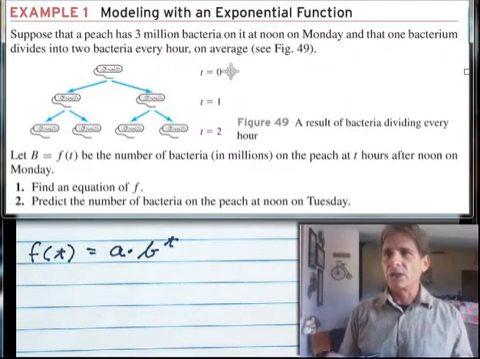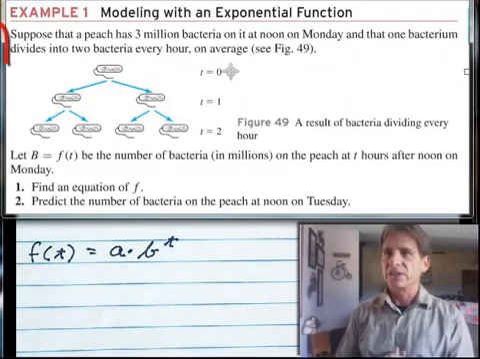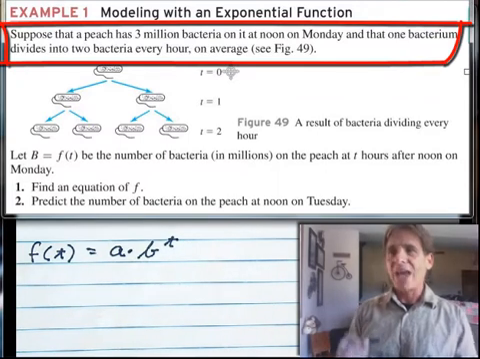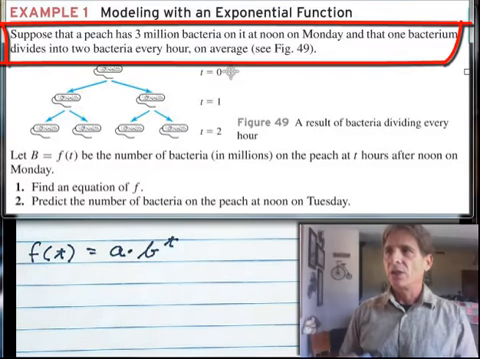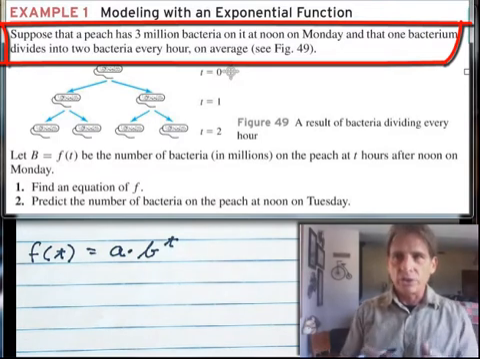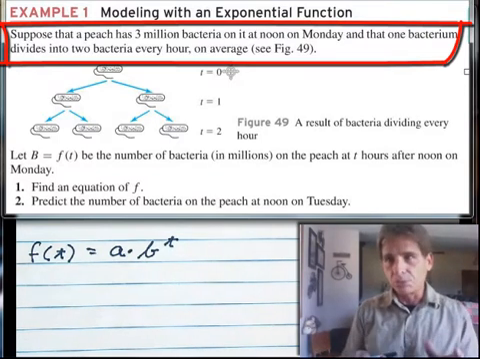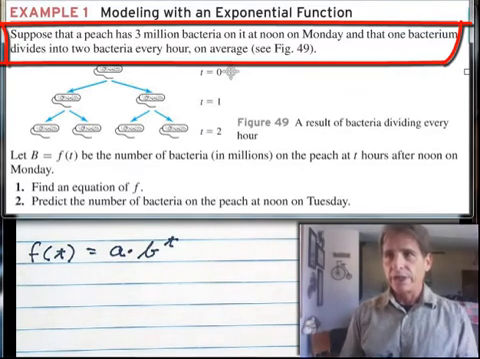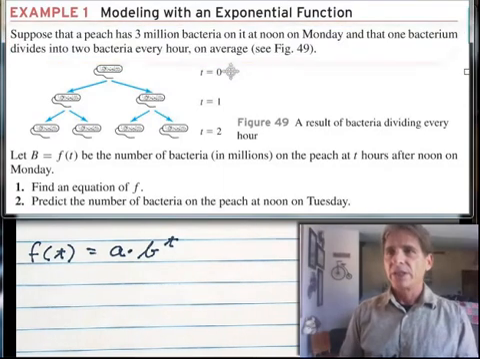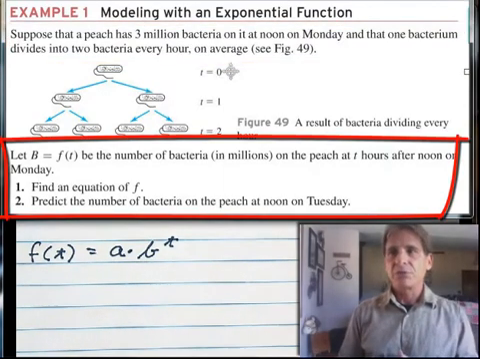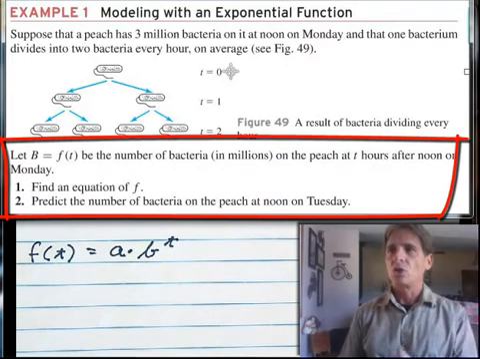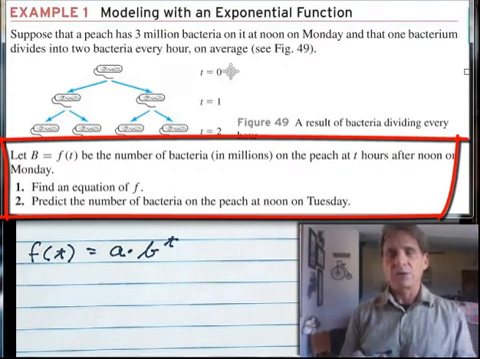Example 1 is modeling with an exponential function. You can see that it says, suppose that a peach has 3 million bacteria on it at noon on Monday, and that one bacterium divides into 2, so that's the rate that it's multiplying, or the base multiplier, every hour on average. And they give you a picture there. And then down below it says, let B equals f of t be the number of bacteria in millions on a peach after t hours afternoon on Monday. Find the equation of f.